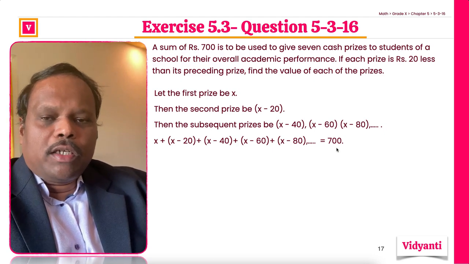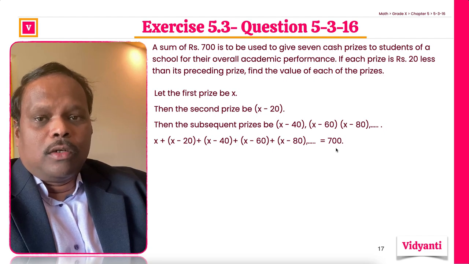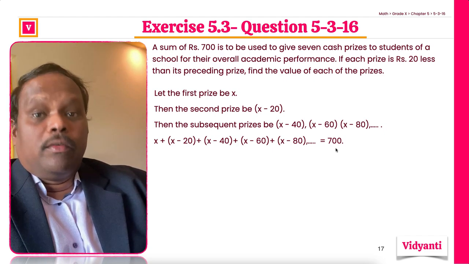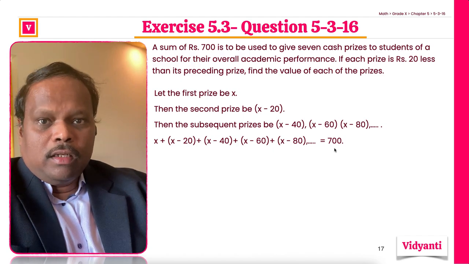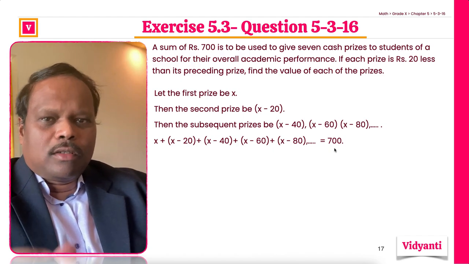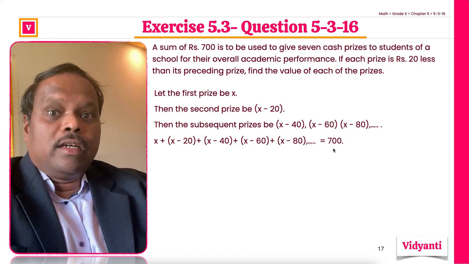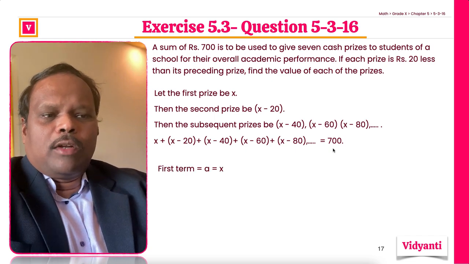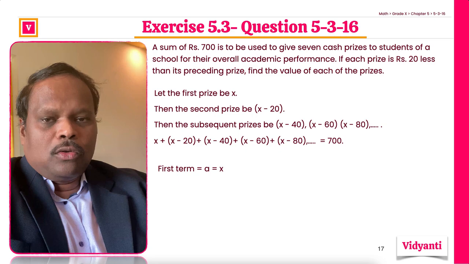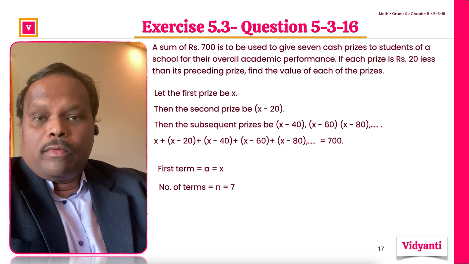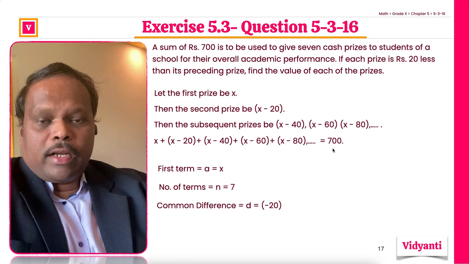Now, is it a question of arithmetic progression? Yes, because the difference between two successive terms is exactly constant, 20. In this case, negative 20, because the prizes are actually decreasing in value. So let's write them down. First term is a, that's x, which we don't know, and that's one of the things which we'll calculate. Number of terms, 7, because there are 7 prizes.